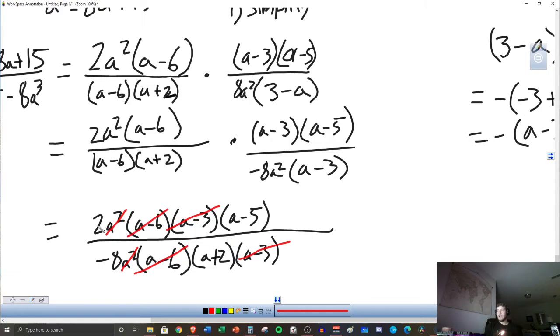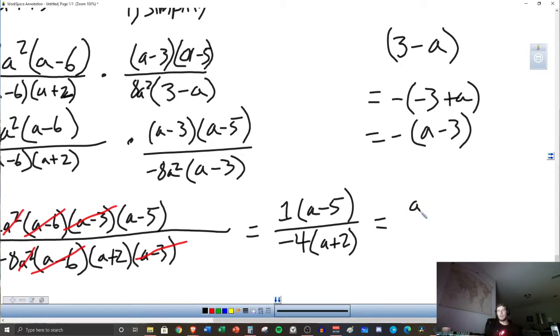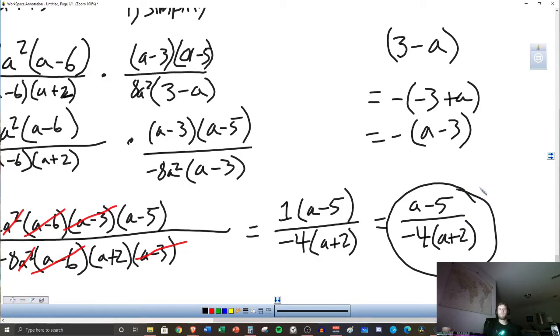These have to stay. What happens with the 2 over the negative 8? Well, that's going to become 1 over negative 4. So I'm going to write this like this: 1 times a minus 5 over negative 4 a plus 2, which of course could just be written like this. Not a huge difference, and I don't think Delta Math really cares if you did it that way, but this would be our final answer.